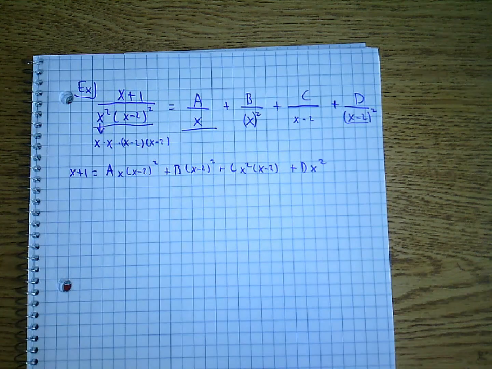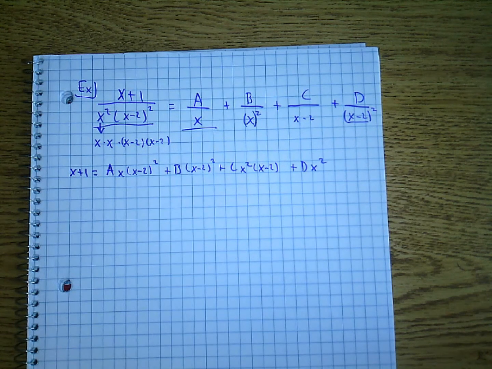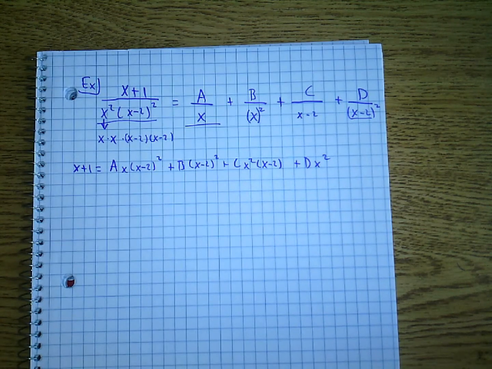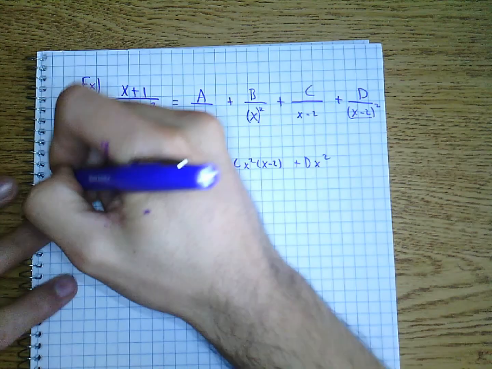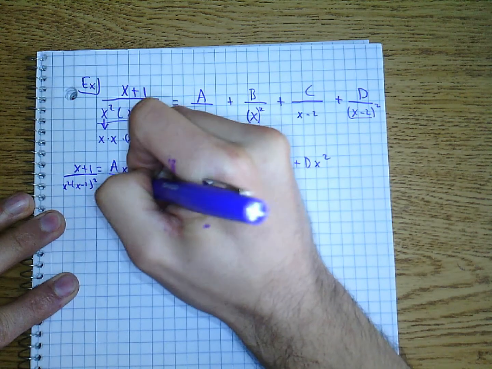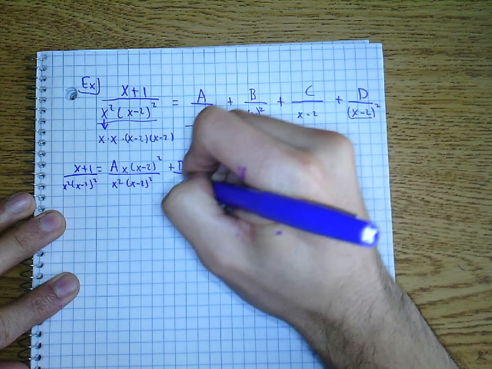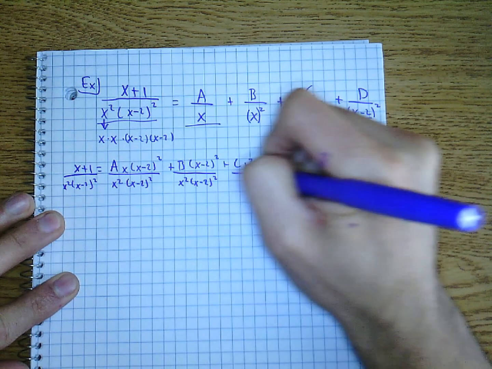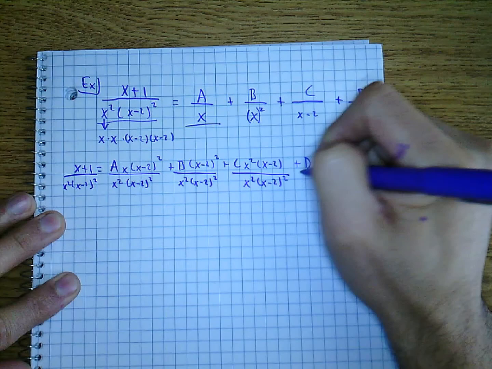I'm still kind of confused. So what are you trying to do? Are you multiplying A, B, C, and D by the values that would make x squared times x minus 2 to the power of 2? Correct. I'm getting a common denominator. I'm just skipping that step, but here's where you're at. That's what I did. I got a common denominator.